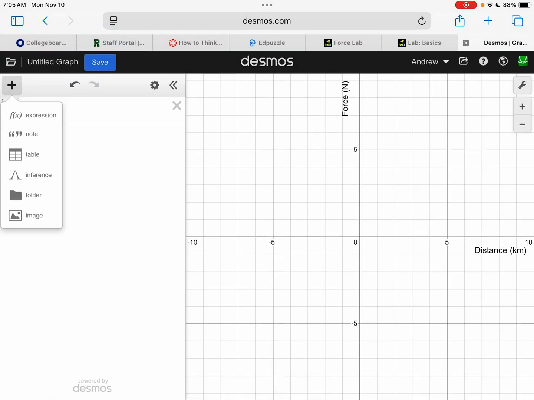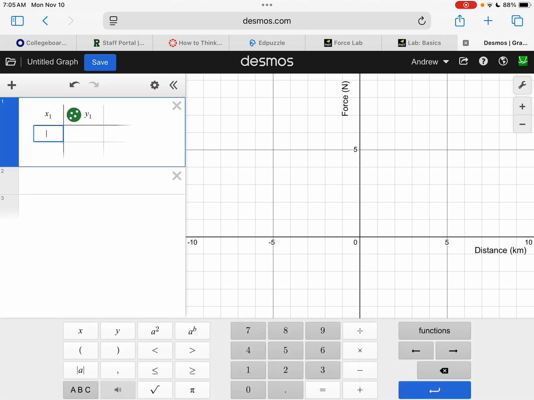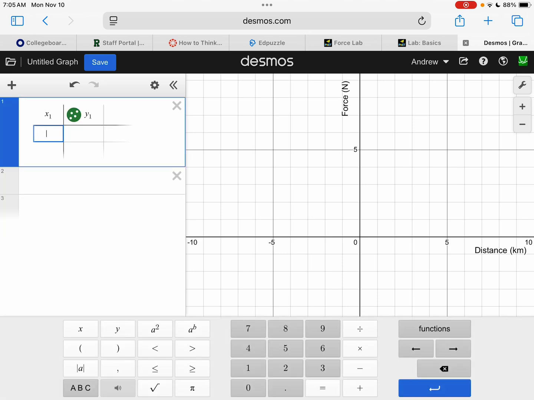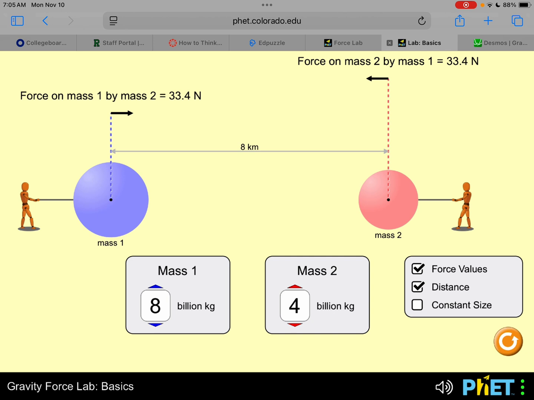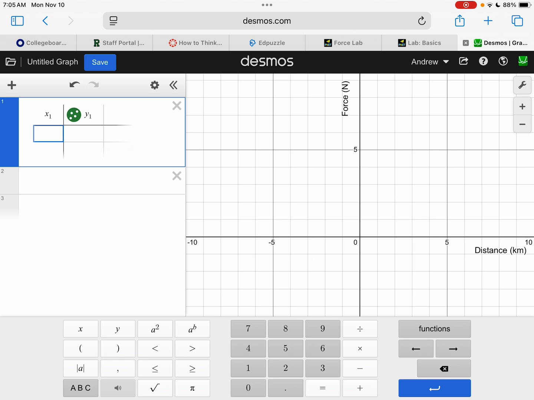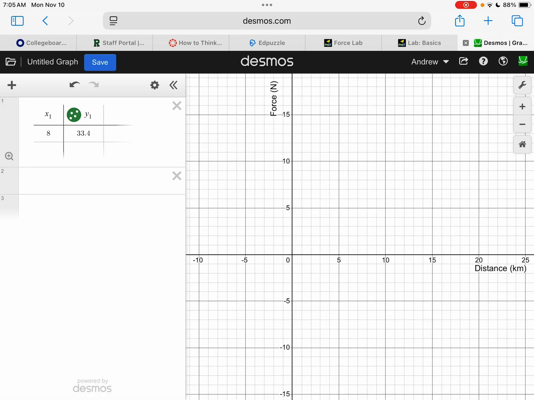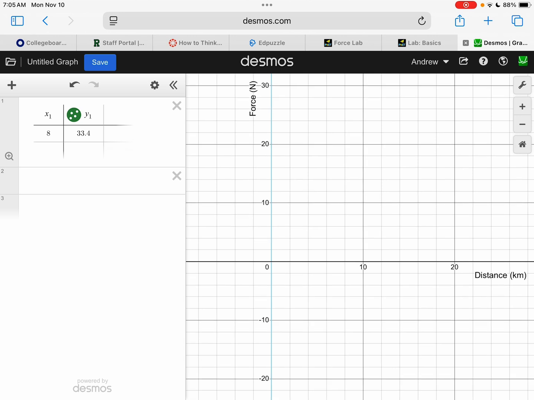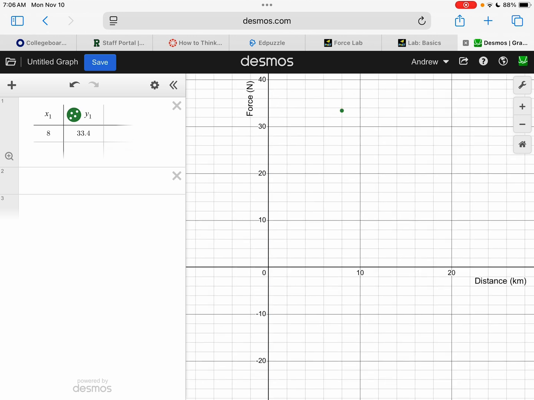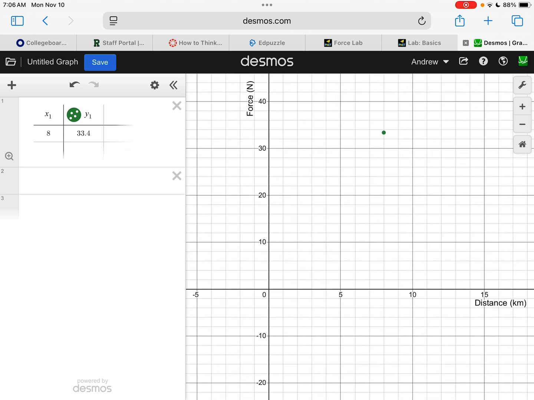And now let's go ahead and create a table. And I forgot our first value. So at a distance of 8 kilometers, the force was 33.4. So distance 8, and the force was 33.4. Now you're going to have to adjust your axes in order to see those points. Here's my first point. All right.